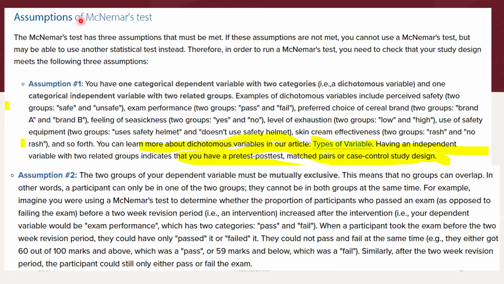So what are the assumptions for the McNemar's test in the SPSS analysis? You can learn more about the dichotomous variables in our article, Types of variables. Having an independent variable with two related groups indicates that you have a pre-test, post-test matched pairs or case control study design. Assumption number 2, the two groups of your dependent variable must be mutually exclusive.